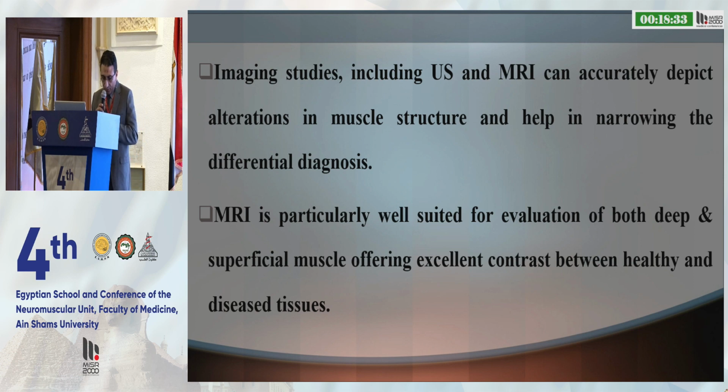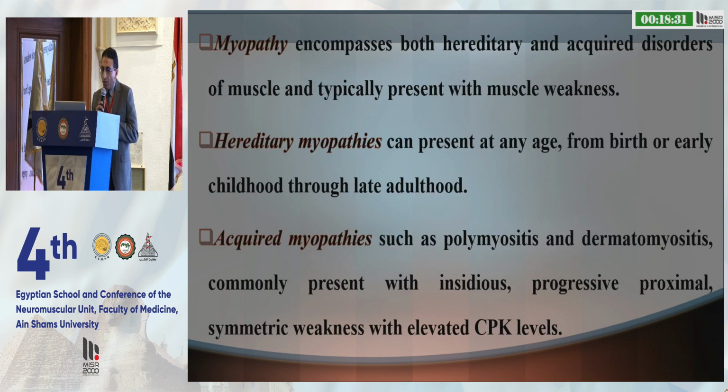healthy and diseased tissues. Myopathy or muscle disease encompasses both hereditary and acquired disorders of muscles, typically presenting with muscle weakness. Hereditary myopathies can present at any age, from birth or early childhood throughout late adulthood. Acquired myopathies such as polymyositis and dermatomyositis commonly present with insidious progressive proximal symmetrical weakness with elevated CPK level.